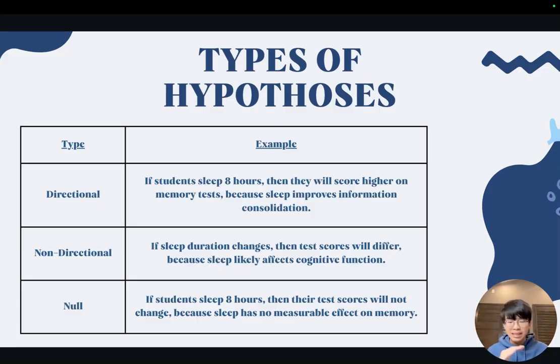A non-directional is kind of the opposite. If sleep duration changes, then test scores will differ because sleep likely affects cognitive function. Test scores will differ. We don't know if it's going to increase a little, decrease a lot, maybe increase by this percent or decrease by this specific amount. There's not a direction to it. That's why it's non-directional. And lastly, there's the null hypothesis. If students sleep 8 hours, then their test scores will not change because sleep has no measurable effect on memory. Their test scores will not change. The hypothesis is predicting that something will not change. Null means nothing, not changing, right? So those are the three main types of hypotheses.